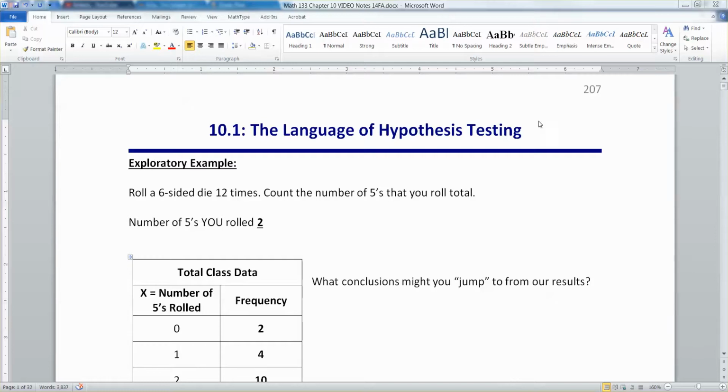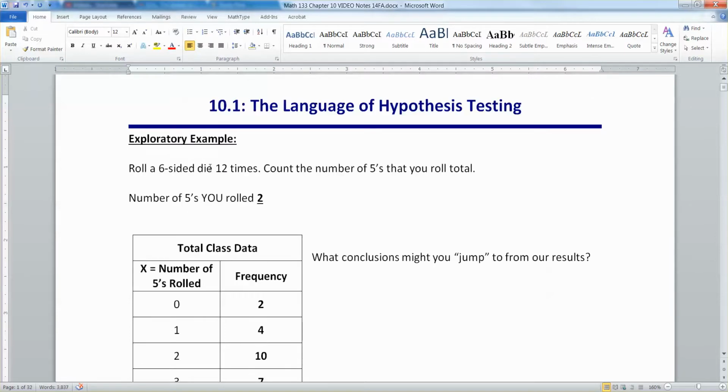All right, so let's talk about the language of hypothesis testing, section 10.1. So we're not actually going to run the full test. We're going to learn some pieces about that. Now, the first thing we want to do is look at this exploratory example, because this is going to set up the foundation for all hypothesis testing for you for the rest of the course.